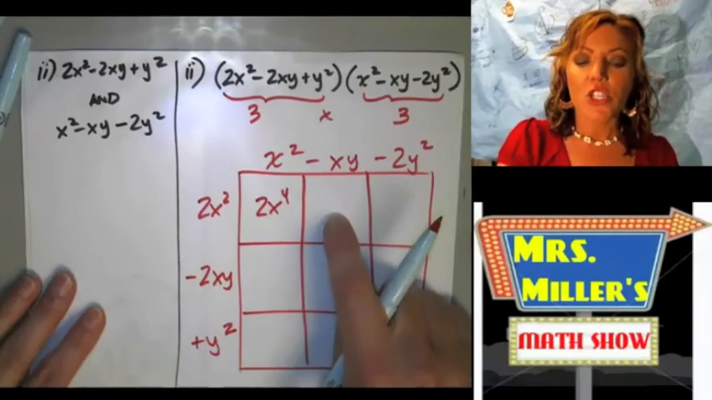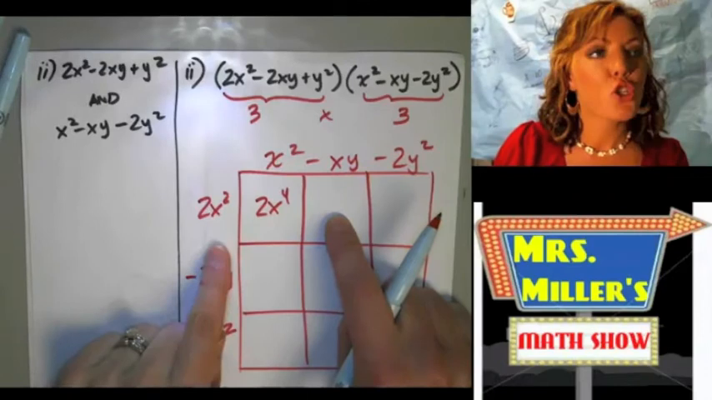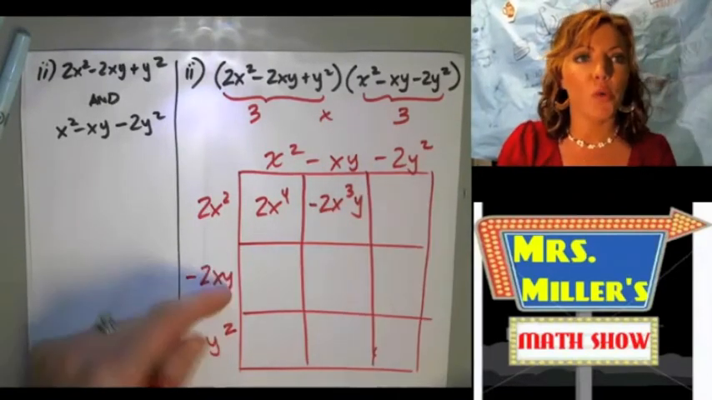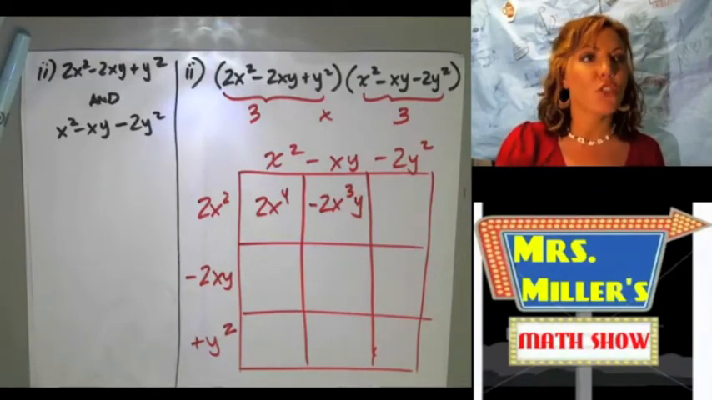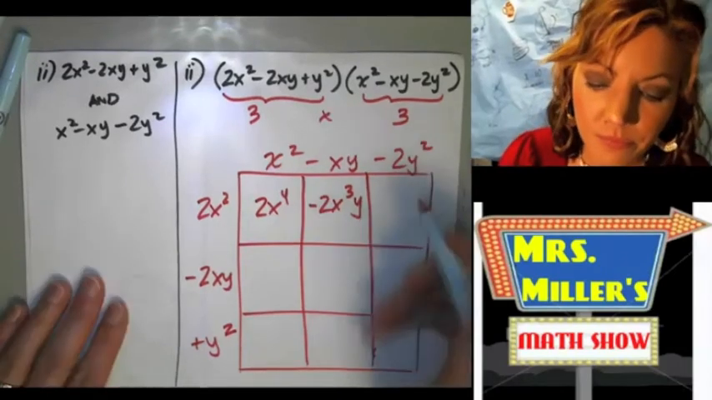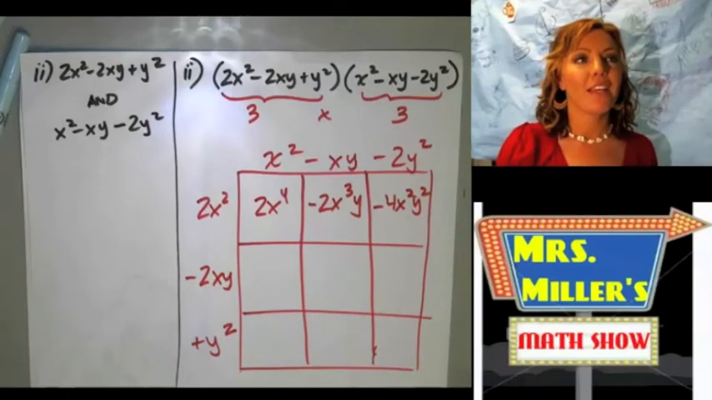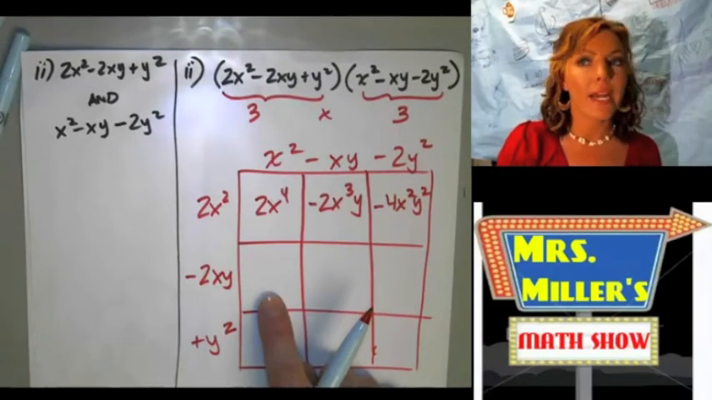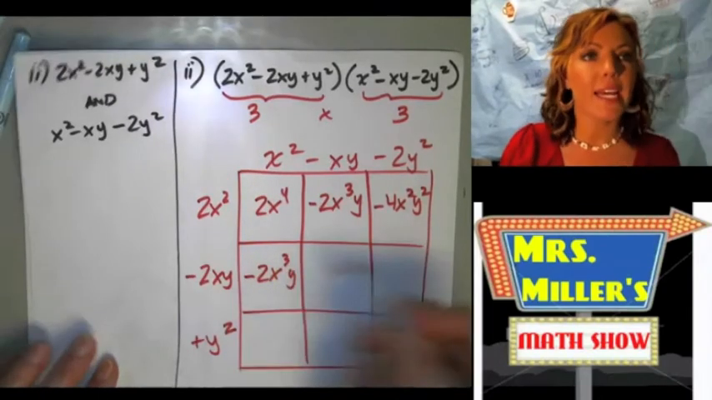Next one. 2x squared times negative xy. Sloan. All right, give it up for Sloan. Okay. 2x squared times negative 2y squared. Noel. Negative 4x squared y. All right, give it up for Noel. Okay. How about this one? Negative 2xy times x squared. Aiden. Negative 2x to the 3rd y. All right, give it up for Aiden.